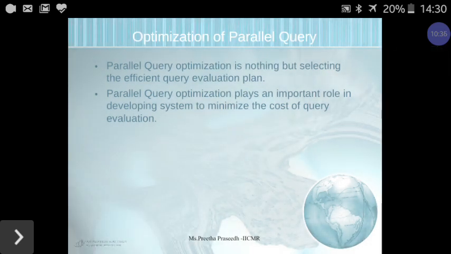Optimization of parallel query. So parallel query optimization is just selecting the efficient query evaluation plan, and parallel query optimization plays an important role in developing a system to minimize the cost of the query evaluation. It means that we have to plan the query evaluation in such a way that we will get the output in less time. It means the response time should be less.